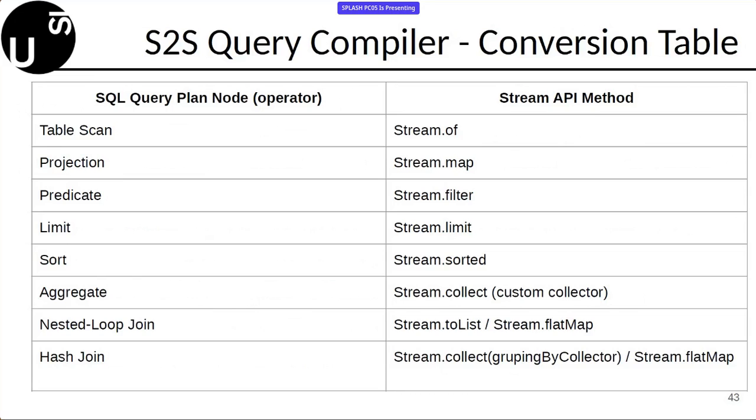Then we support two kinds of joins, the nested loop joins and the hash joins. In both cases, we append to the code of the right side of the join a flatMap operation, which takes care of finding the matching pairs. And on the left side of the join, we use a toList operation in the case of nested loop joins, and we collect with a groupingBy collector, so we create a hash map, in the case of a hash join.